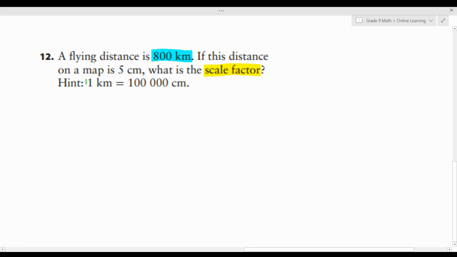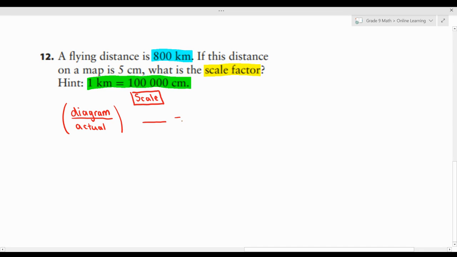Now, they also give you a little hint. So they say, hey, don't forget, 1 kilometer is the same thing as 100,000 centimeters. Okay, so starting this question, just like every other one, I'm going to talk about diagram measurements on top and actual on the bottom. All right, and then again, get in the habit, put your scale on the left-hand side. So I'm going to set up my little proportion statement.